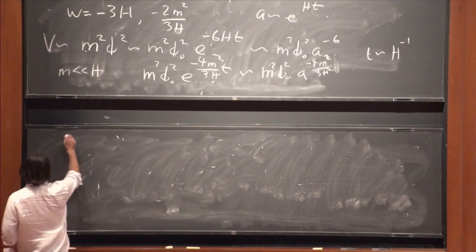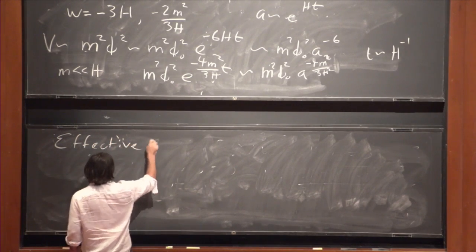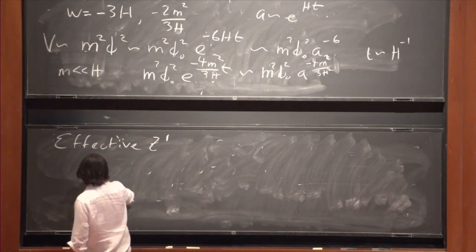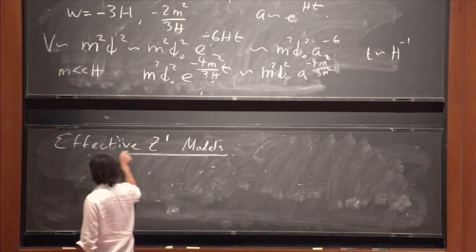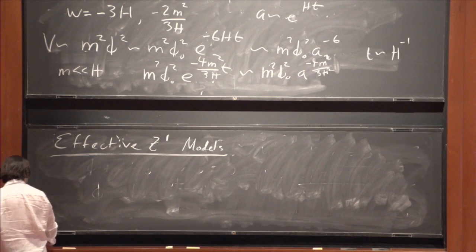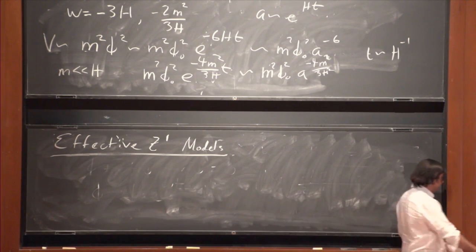So let me start by talking about effective Z-prime models. These are, by and large, just WIMP models, but with some additional knobs.